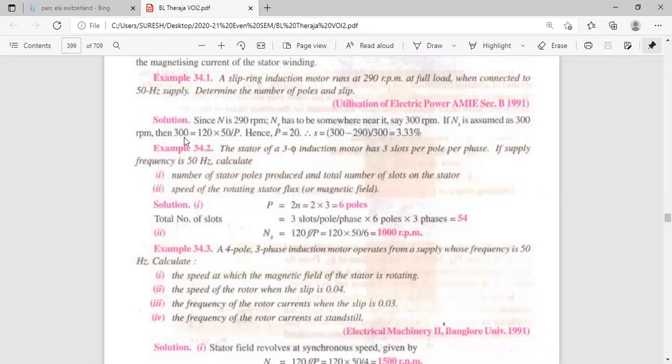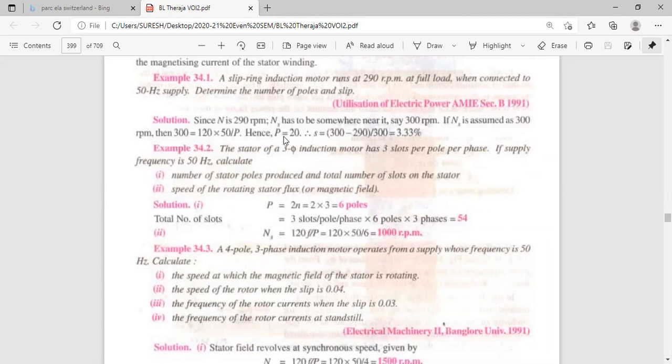Ns into P equals 120 F. Frequency 50 they have given. Ns we are assuming 300. Divide by P. From the Ns formula you will get P. Ns is equal to 120 into frequency 50 they have given, divided by P. P is the number of poles. P is 20 poles they are using in the three-phase induction motor.